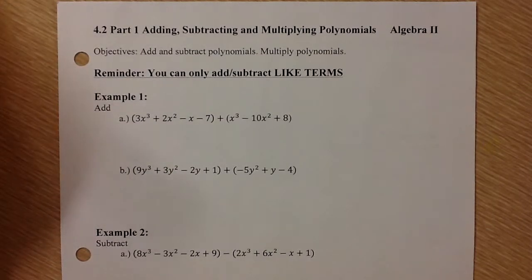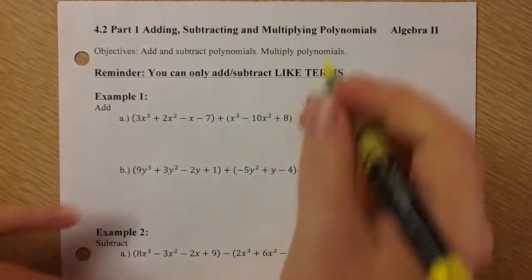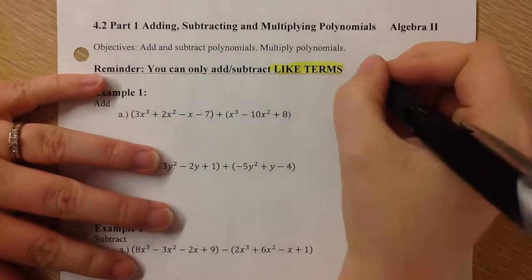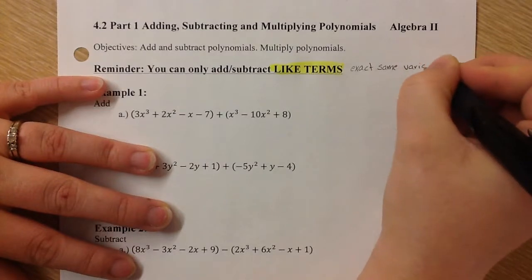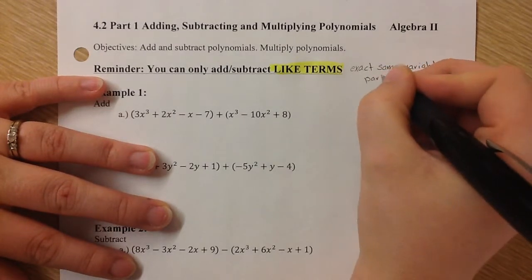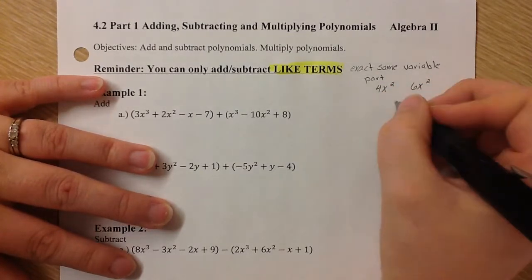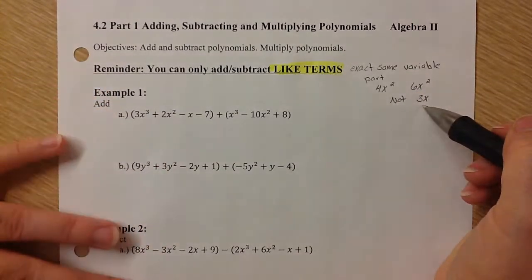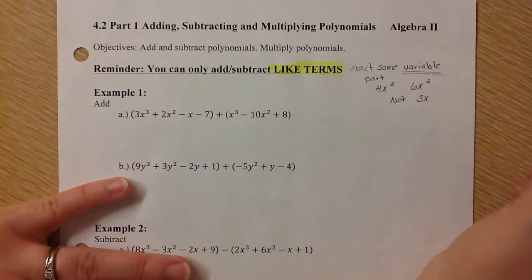A reminder from Algebra 1: you can only add and subtract like terms. Terms are alike if they have the exact same variable part. An example of like terms is 4x squared and 6x squared, because they're both x squared. Not alike would be 3x, because this is an x squared and this is an x, so you cannot add them. They have to have the exact same variable part when they're simplified.